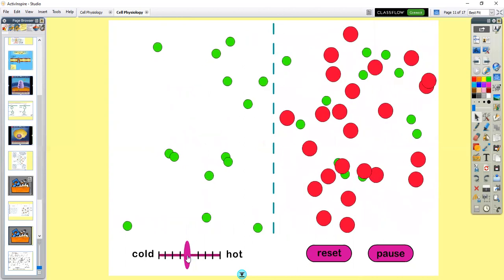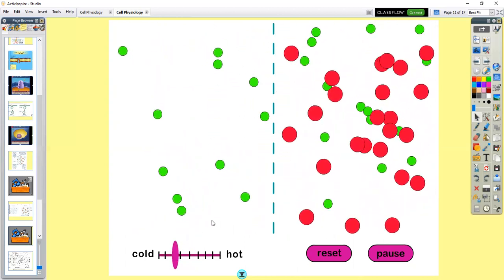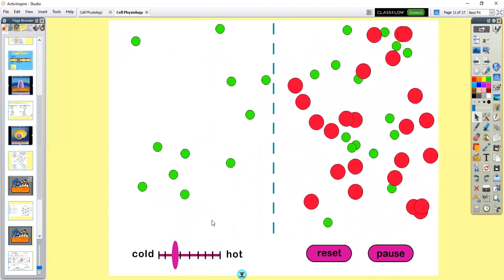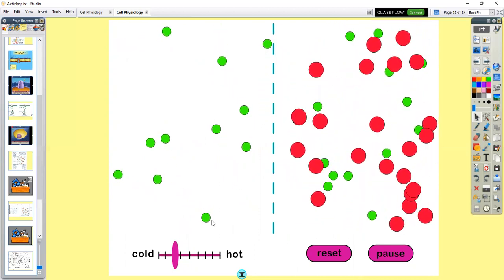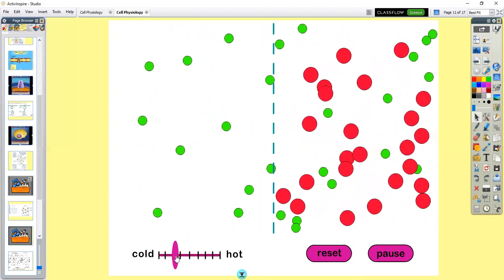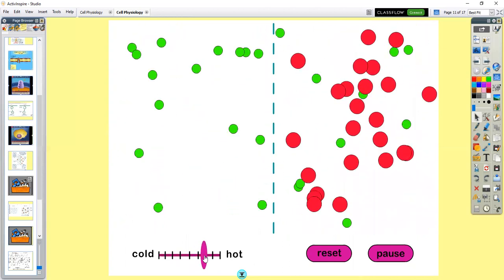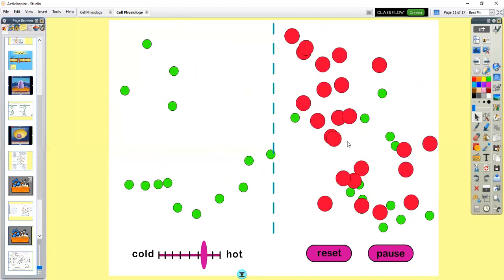Okay, and you can see here, we talked about temperature earlier. If we cool this down, then the molecules are moving slower, they've got less kinetic energy, so diffusion, or osmosis in this case, would occur slower. And if we warm that up a bit, then they've got more kinetic energy, so the molecules will move faster.